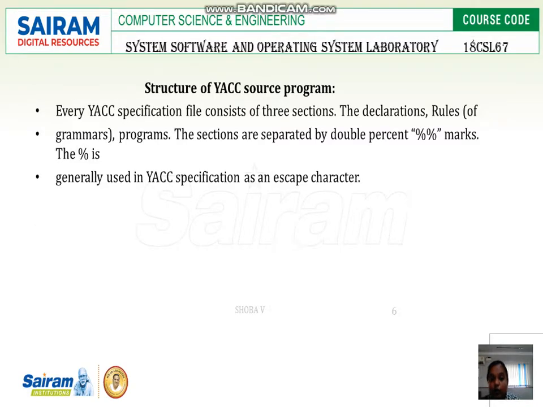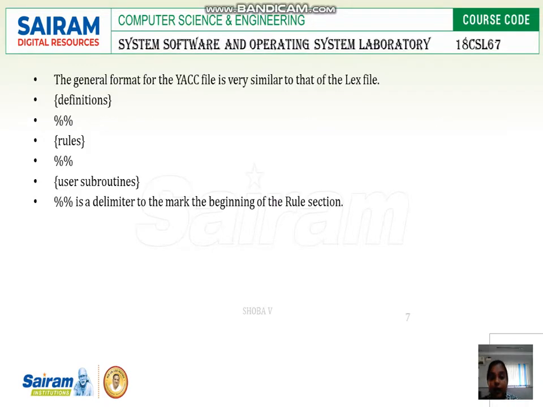Now we'll see the structure of a YACC source program. We have three sections in this YACC specification: the declaration section, the rules section, and the program section. The sections are separated by double percent, which is generally used in YACC specification as an escape character. This is the general format for a YACC file, and it is very similar to that of the lex file.